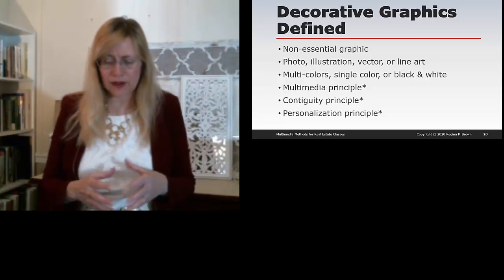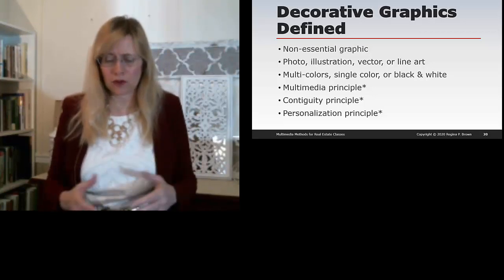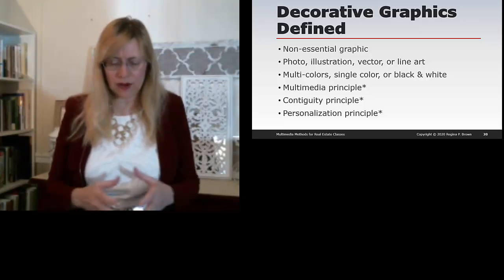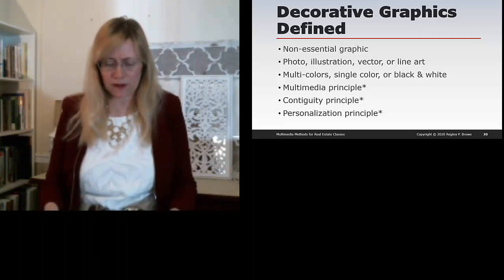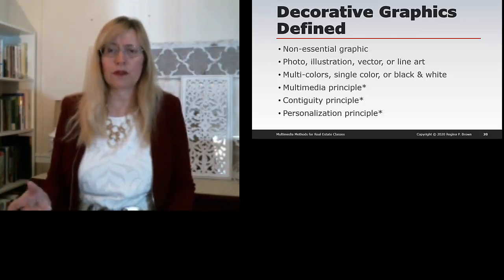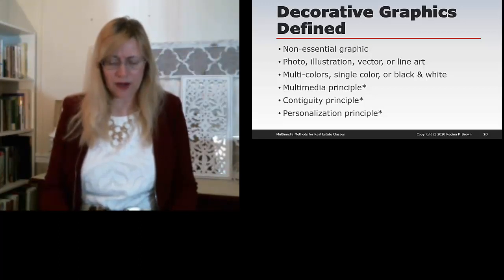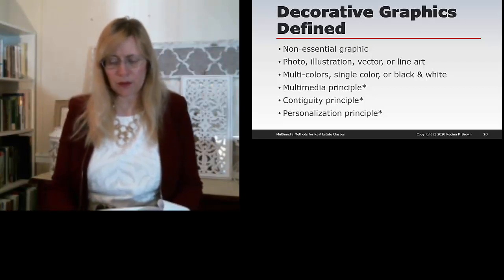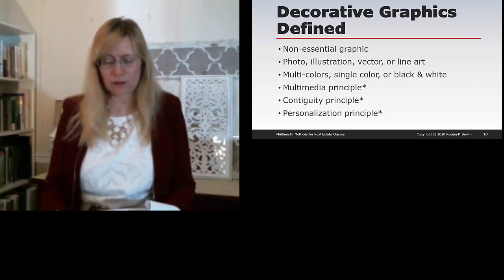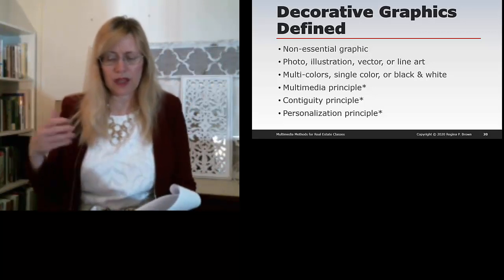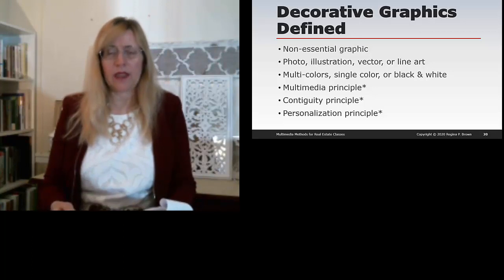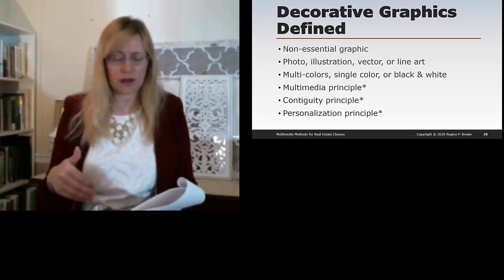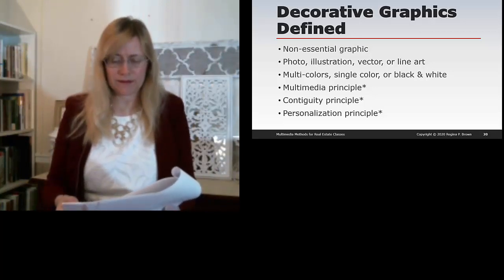Decorative graphics are defined as non-essential graphics, which are not required because they do not convey the learning concepts themselves. That includes photos, illustrations, vector art, or line art drawing. The multimedia principle is Mayer's theory that learning is more effective when both words and corresponding graphics are conveyed for learners. And that is in Clark and Mayer 2016.